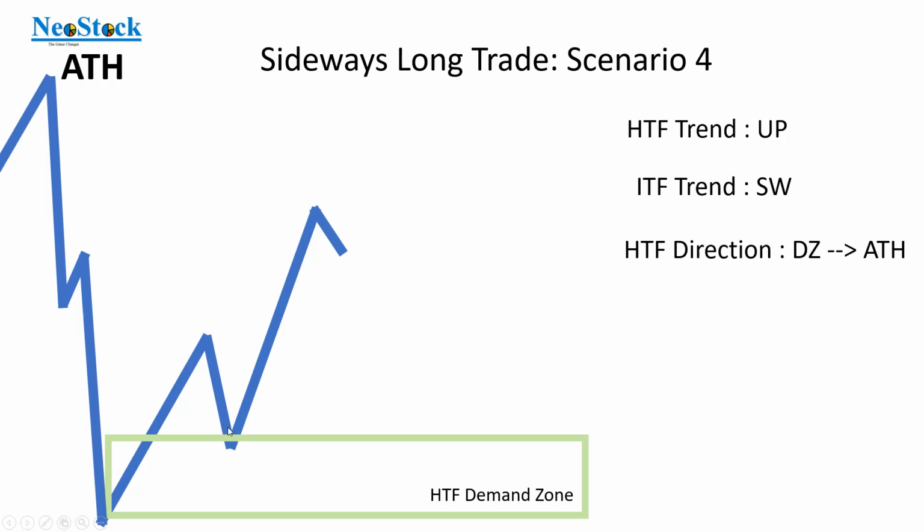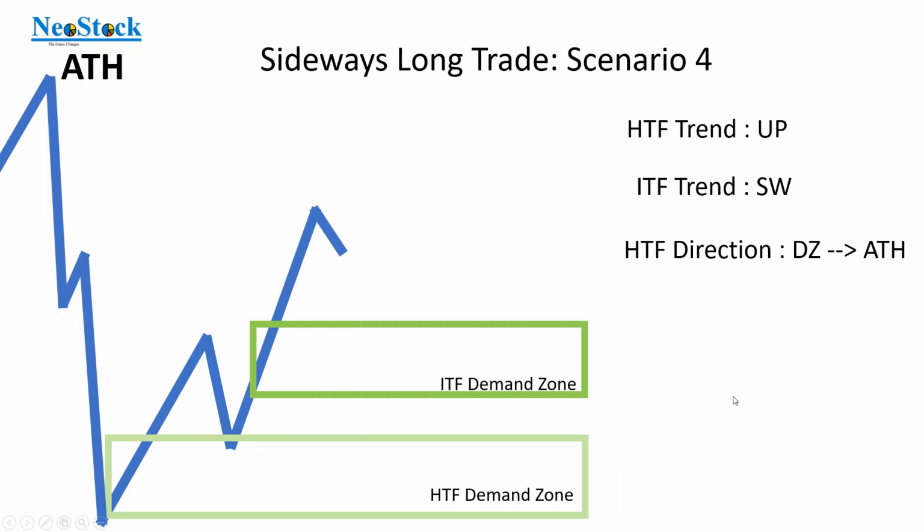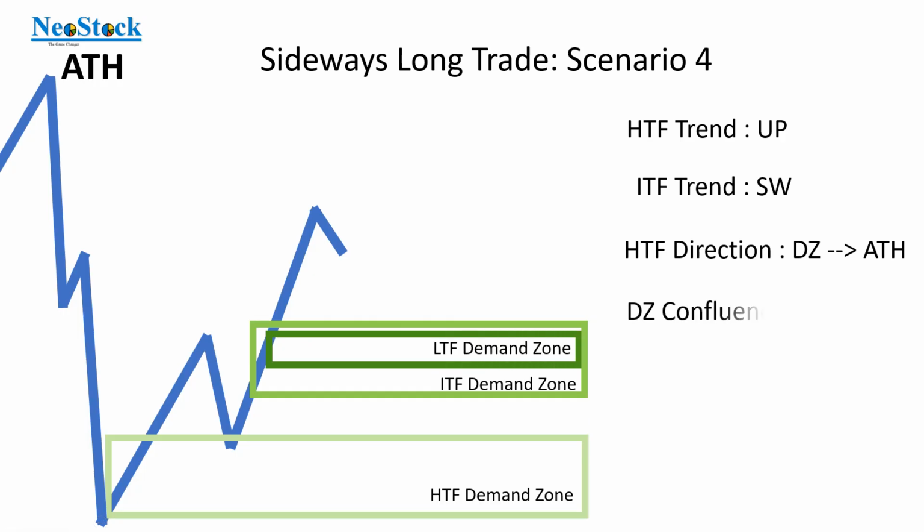See here, prices reached HTF demand zone. Now it is pushing the prices up. Because there is no HTF supply zone, definitely prices might be going up to all-time high level. So that's why the price direction should always be HTF demand zone to all-time high. Okay, fine. Let us assume here you have a ITF demand zone. What is the rule? LTF demand zone should overlap with ITF demand zone. See, here demand zone confluence. Both LTF and ITF are overlapped with each other.